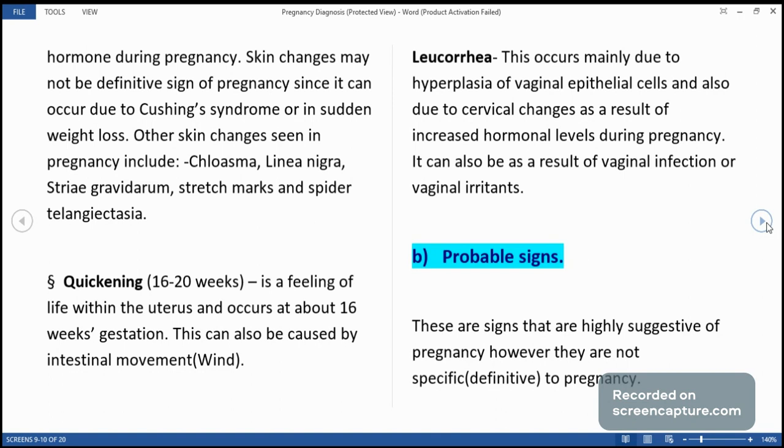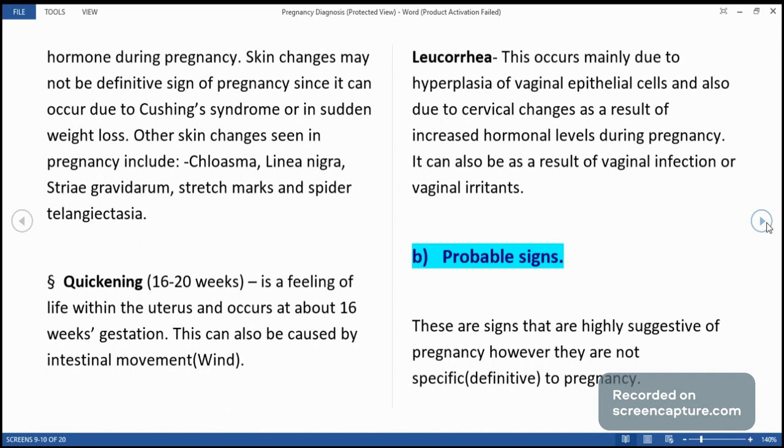Sudden weight loss can also come along, which is not typical for pregnancy. Other skin changes seen in pregnancy include what we call chloasma, linea nigra, striae gravidarum (stretch marks), and spider telangiectasis. Spider telangiectasis is also there in hepatitis B and in people with liver cirrhosis.